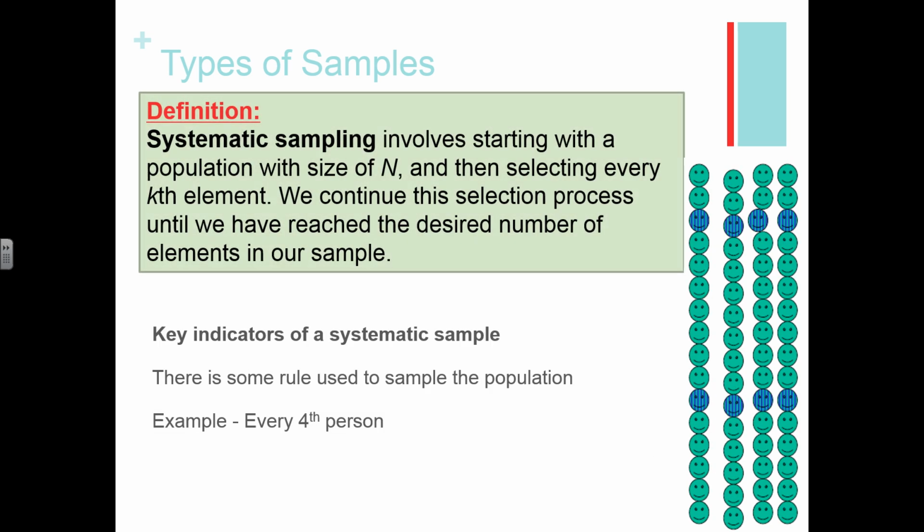Alright, now we have systematic sampling. I believe this is the last one. Systematic sampling is sampling with a rule. So for instance, if I list everyone at Allatoona, maybe in alphabetical order, and I say I'm going to pick every 5th person or every 4th person, whenever you say I'm going to pick every nth individual, that's what's making it a systematic sampling.